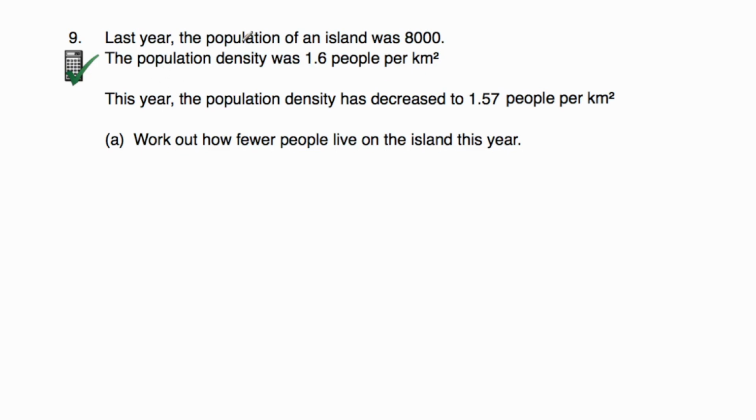So if we have a look at the information we were given last year, we were told the population of the island was 8,000 and the population density was 1.6 people per square kilometre. Well, we can use that information to find the area of the island to begin with, and then that might help us with this year's information. So let's find the area of the island. Let's take the population, the 8,000, and divide it by the population density, the 1.6, because there's 1.6 people per square kilometre. So if we divide, we can then see how many square kilometres there would be. So 8,000 divided by 1.6, and it's a calculator question, and whenever you divide, you'll get that's equal to 5,000 square kilometres, or 5,000 kilometres squared. So that's the area of the island.